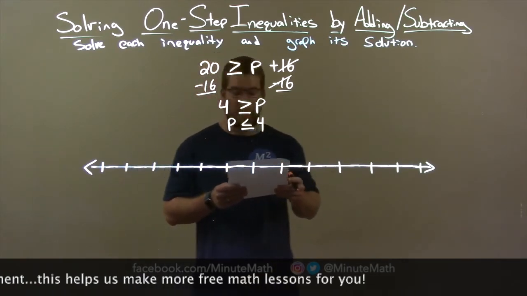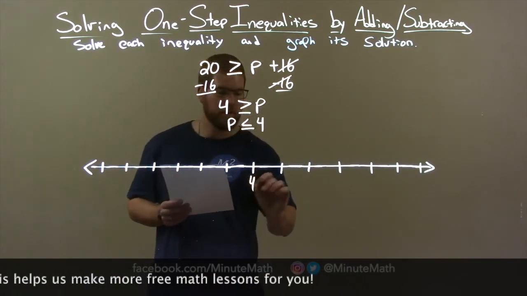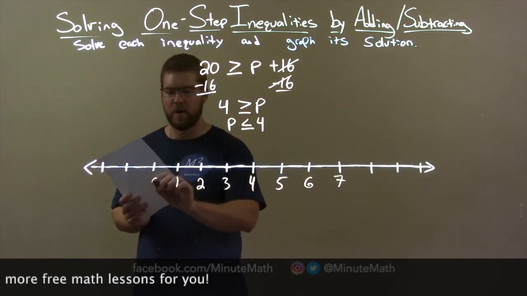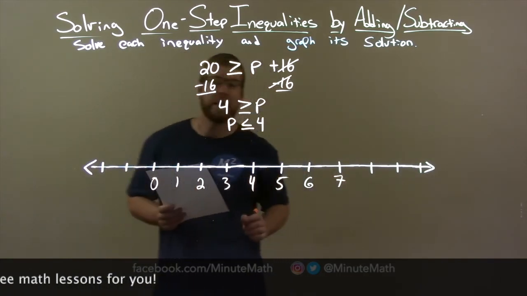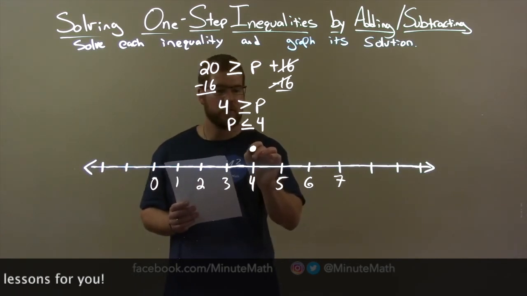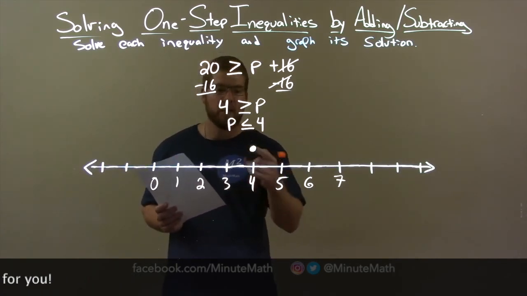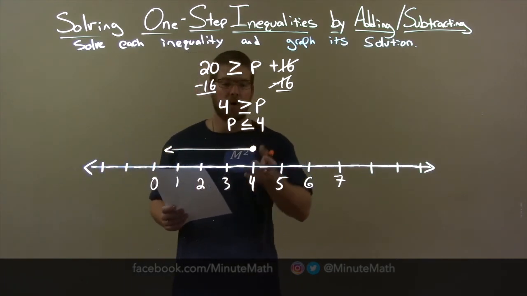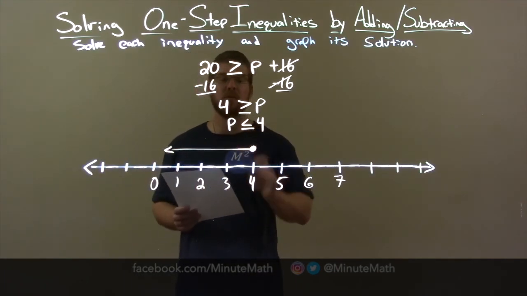So let's graph that, okay? Put a 4 here, 5, 6, 7, and 3, 2, 1, and why not 0. Since p can equal 4, we put a closed circle right there at 4. Less than sign means the arrow goes to the left, and there we have it. Our graph matches our final answer. P is less than or equal to 4.